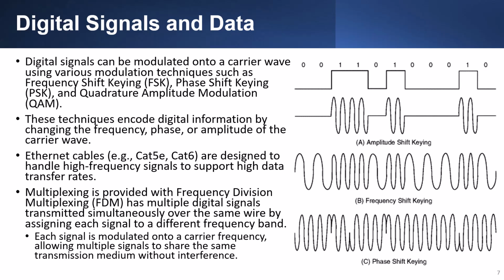Multiplexing is provided by frequency division multiplexing, or FDM, which has multiple digital signals transmitted simultaneously over the same wire by assigning each signal to a different frequency band. Each signal is modulated into a carrier frequency, allowing multiple signals to share the same transmission medium without interference.